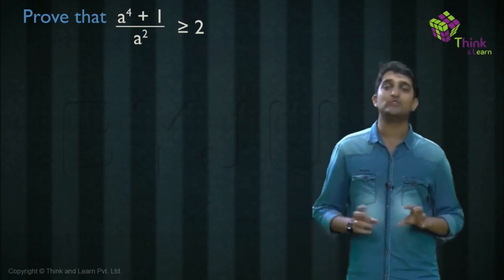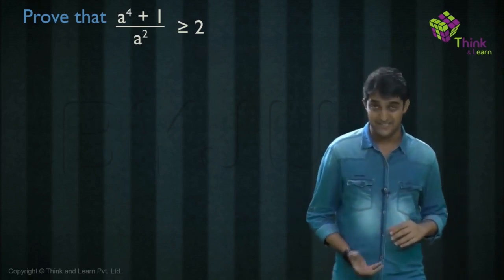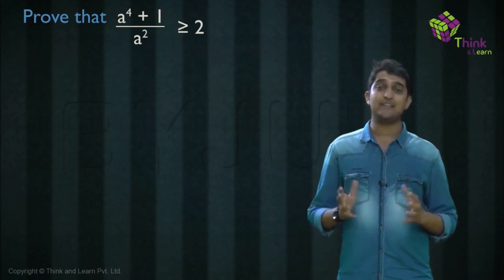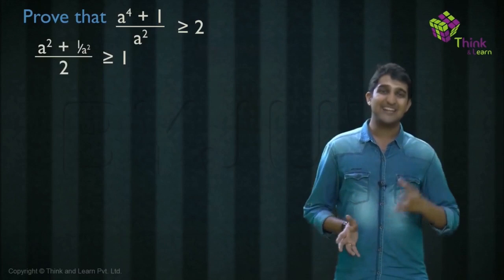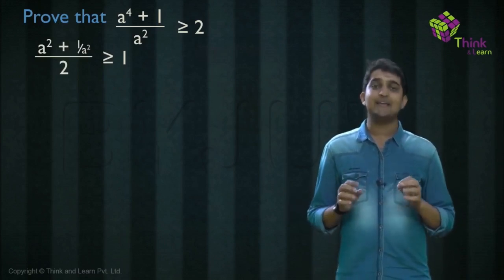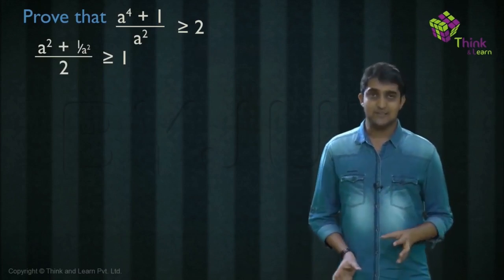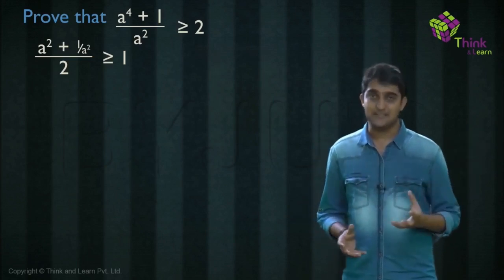But let me show you the power of the GM and AM by solving this question in a much easier way. What we'll do first is slightly modify this expression and make it (a^2 + 1/a^2) divided by 2 greater than or equal to 1. What did I do? First thing I did is I divided a^2 into all the terms of the LHS. Second thing I did, I moved the 2 from RHS to the denominator of the LHS.